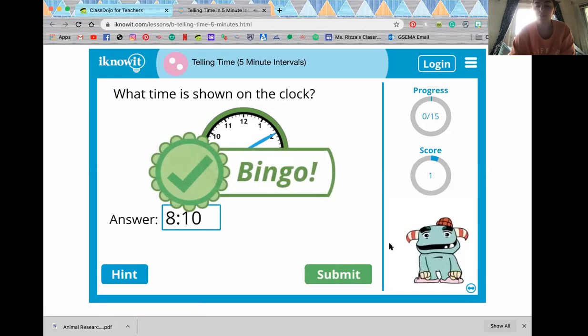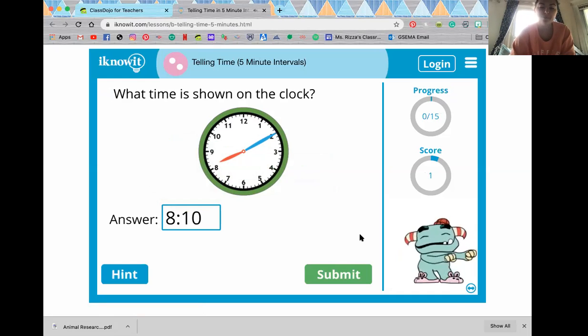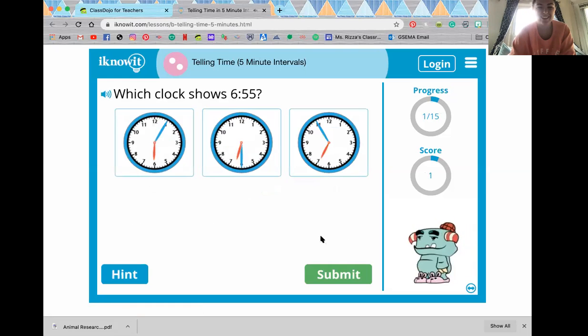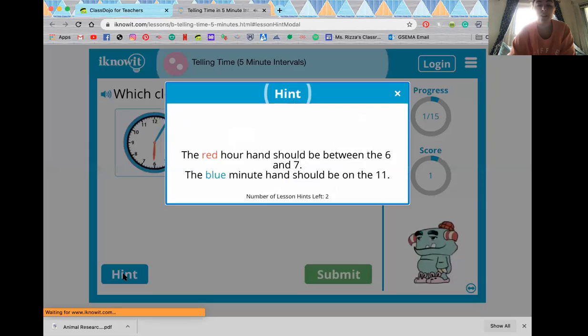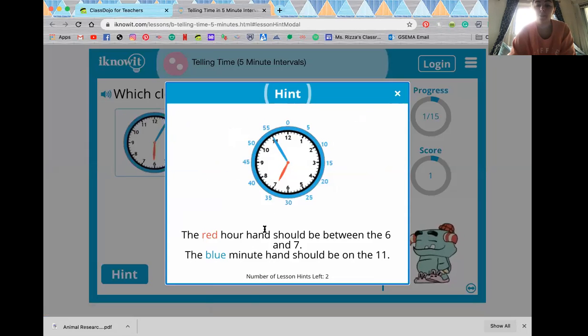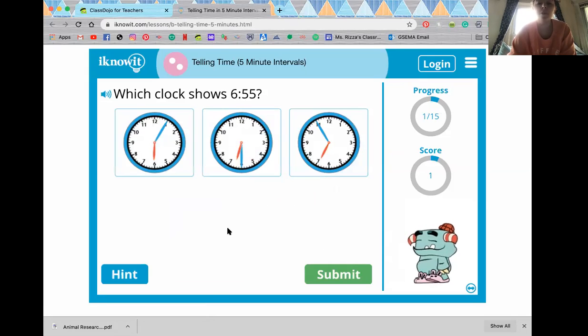And this little monster over here will do a fun dance if I get it right. And then it will go to the next question. And some of them, if I need it read to me, I can click the button. Which clock shows 6:55? And if I need a hint, I can click the hint button. That will remind me about the hands. And I'm going to keep going until I've answered either all 15 questions or spent at least 15 minutes on it. So you are going to complete this for your math today.